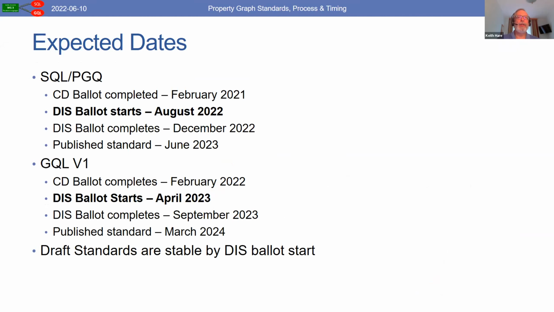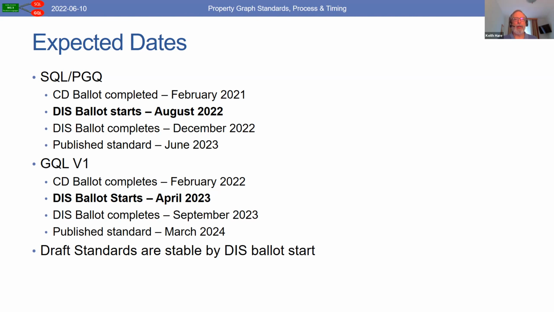So when, you ask, is this all going to be done? For SQL PGQ, the DIS ballot will start this August and complete at the end of December or the beginning of January. Once the ballot completes, there's a couple more steps, and my best guess is that we'll have a published standard by June of next year.